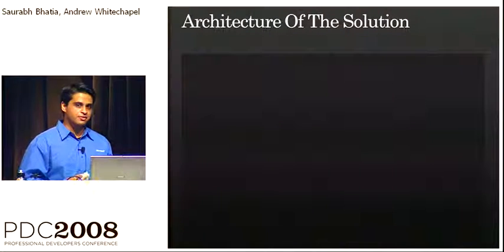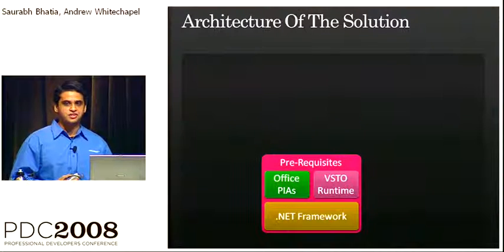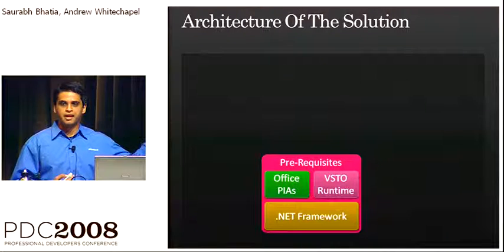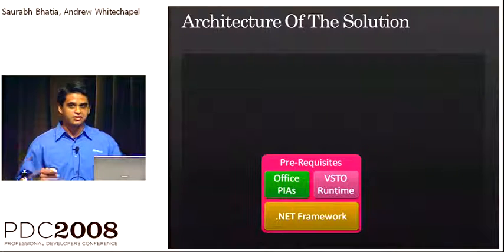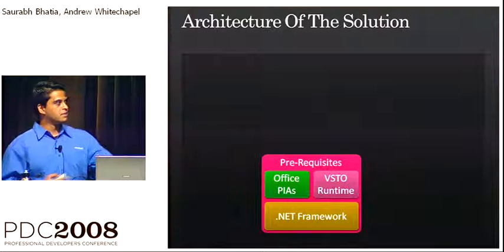First, in order to run the solution, you're going to need all the prerequisites on the end user's machine. This includes the .NET framework, the VSTO runtime, and the Office primary interop assemblies. Without this, your solution won't run. So you need to make sure all these exist on the end user's machine.